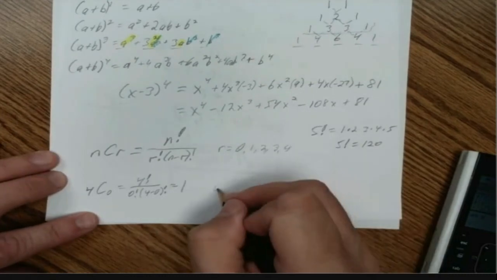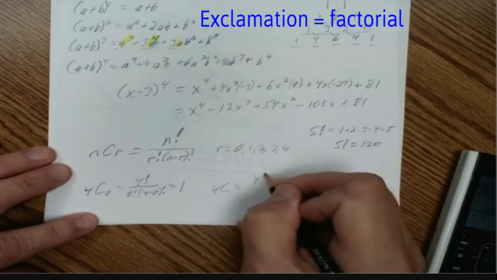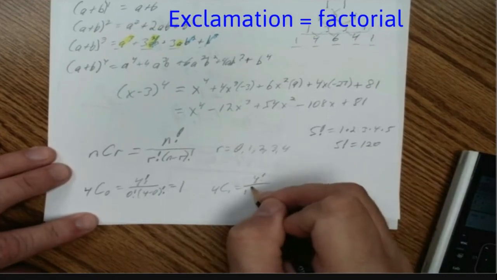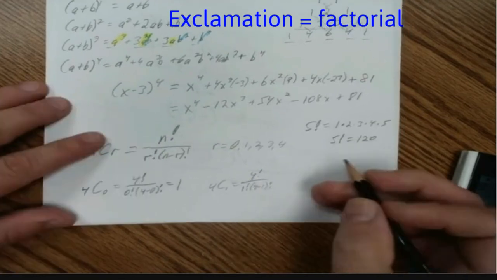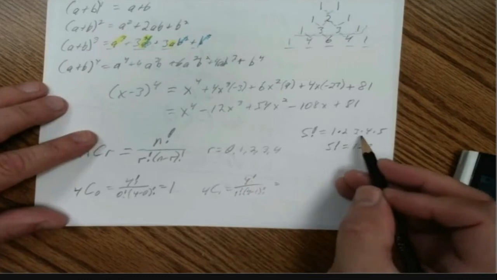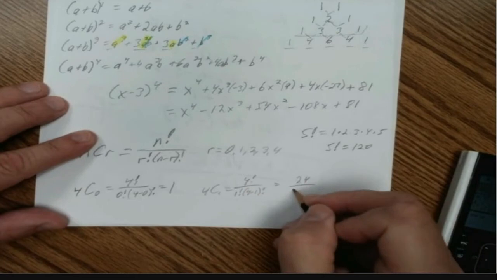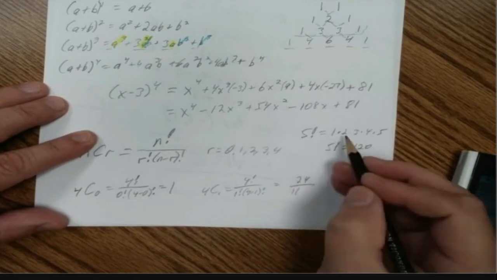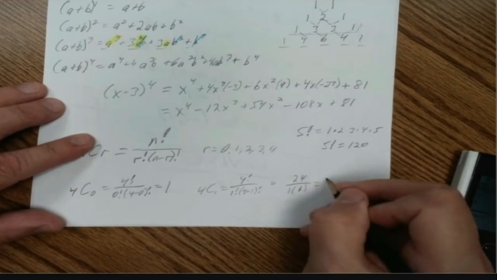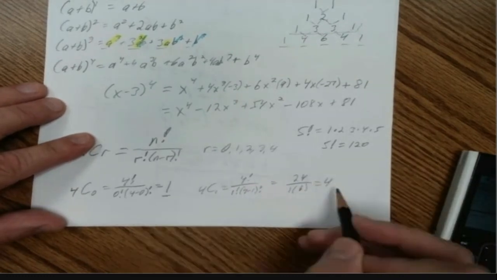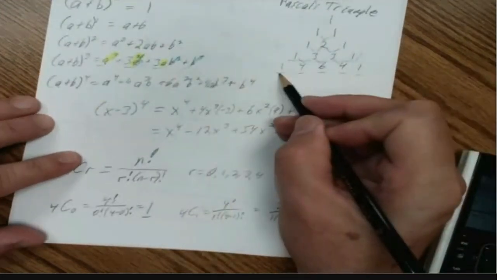When we do 4C1, we've got 4 factorial divided by 1 factorial times 4 minus 1 factorial. So this ends up 1 times 2 times 3 times 4, 2 times 3 is 6. So we've got 24. 1 times 2 times 3 is 6. So 24 divided by 6 is 4. First term is 1, second term is 4. Look at that. In our triangle, we already saw that, 1 and the second term is 4.